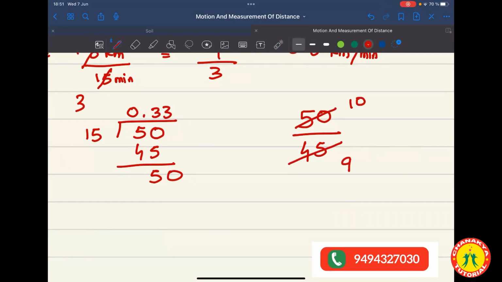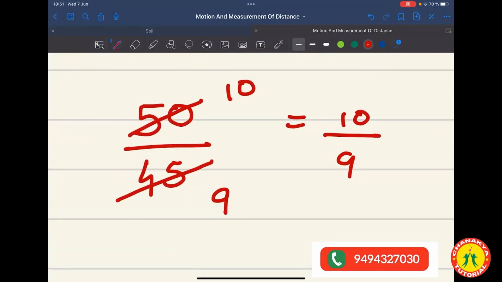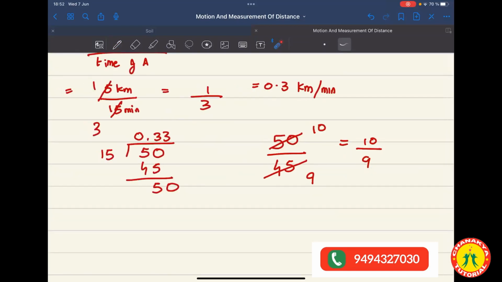5 what's a 45? 9. 9 fives are 45, which gives us 10 by 9. Now, is there any table that is divisible for both of the numbers? 10 and 9? Is there any number? No. When you come to this point, then you will do this method.